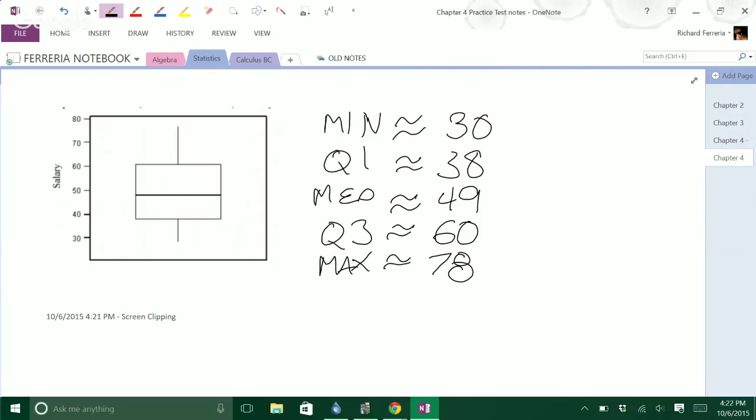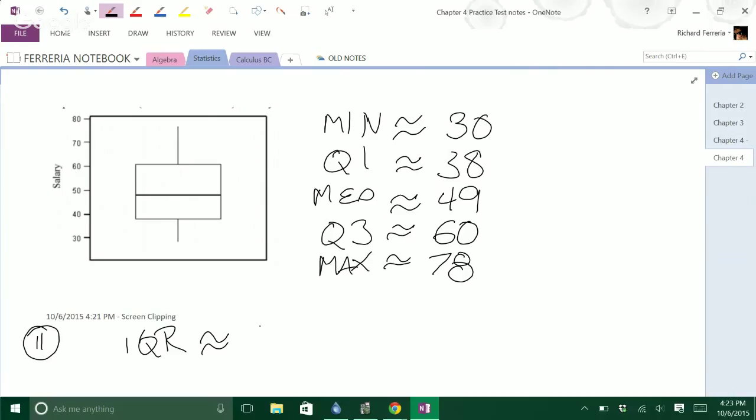Okay, so based on the box plot, is the maximum salary somewhere between 60 and 70? No. Is the minimum salary 20,000? No. Is the interquartile range about 20,000? Yeah, it's about 20,000. Is the median salary 40,000? No. Okay, so the best one that we could come up with here for 11 is the IQR.